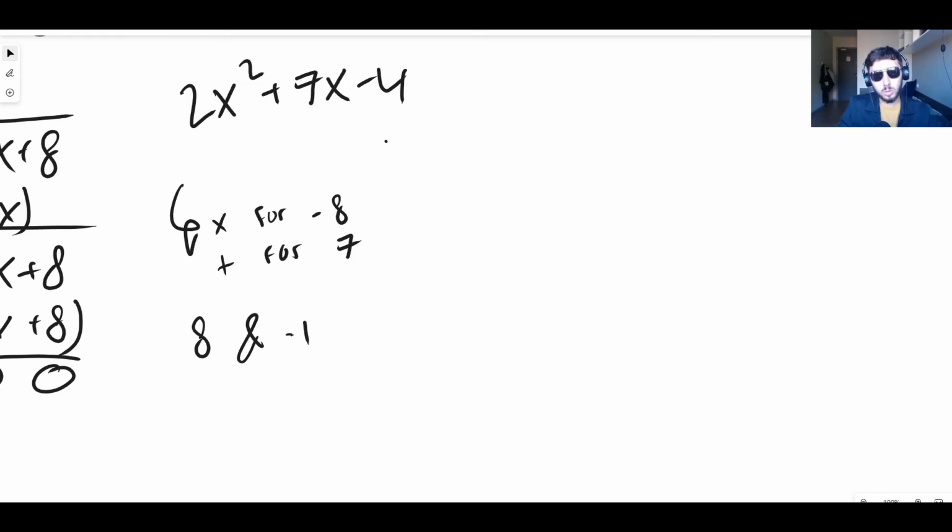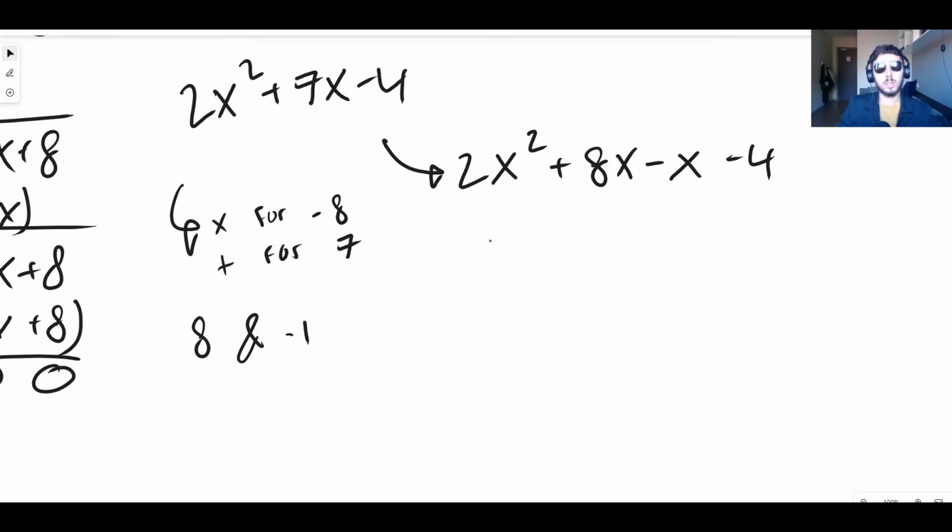And then what we do to our quadratic is we rewrite this. So 2x squared, I will say plus 8x minus 1x, which is just x, minus 4. So basically, this was a 7x, right? 8x minus x, that used to be 7x. I rewrote it as 8x minus x.